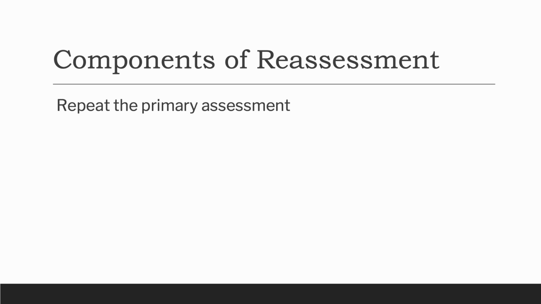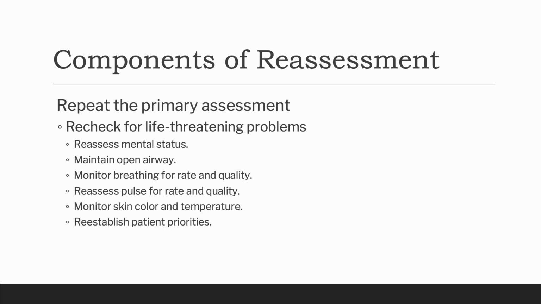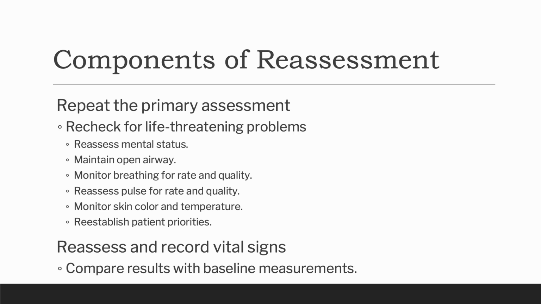We're going to repeat that primary assessment. Is their airway still open? Are they still breathing? Do they still have strong radial pulses or weak radial pulses? Has any of the bleeding that I stopped rebleeding? Is their mental status the same? Skin color and temp. And we may need to reassess our priorities here. And then we reassess and record vitals and compare them to our baseline.